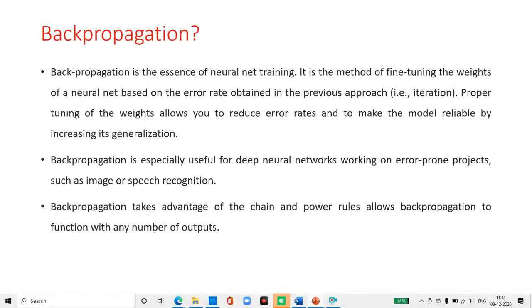So backpropagation is the essence of neural net training. It is the method of fine-tuning the weights of a neural net based on the error rate obtained in the previous iteration. Proper tuning of the weights allows you to reduce the error rates and to make the model reliable by increasing its generalization.